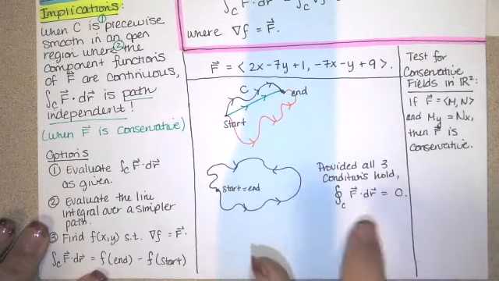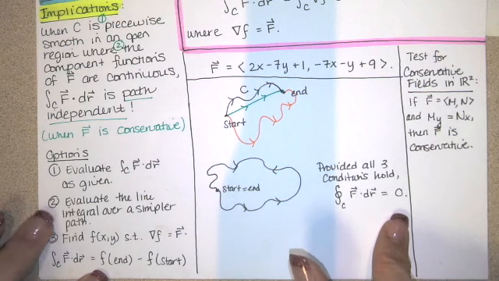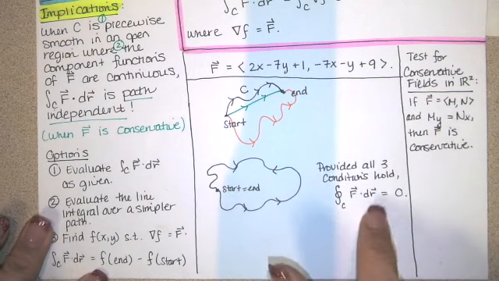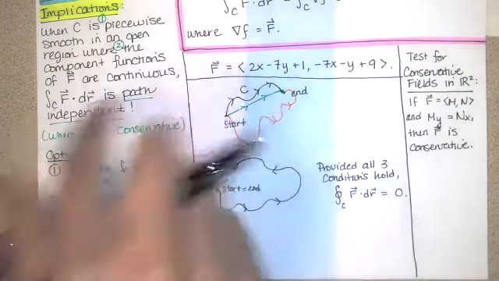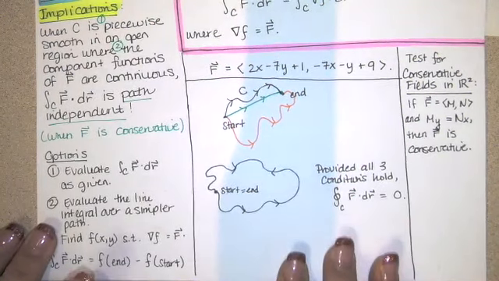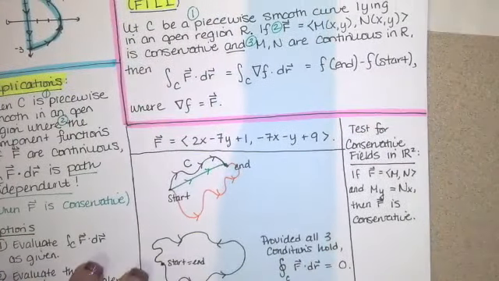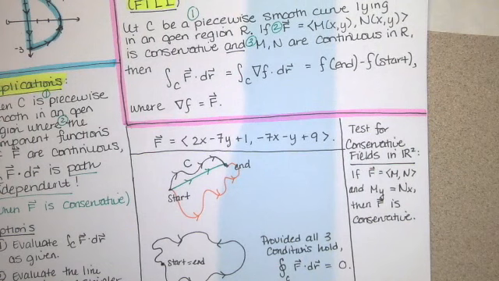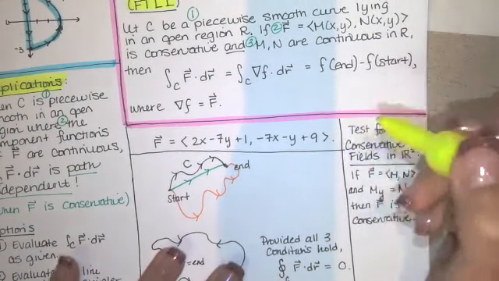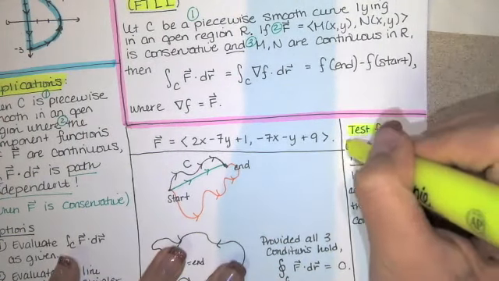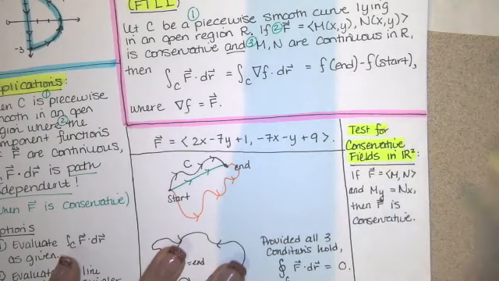And if we're dealing with a closed curve, we can take advantage of the fact that the line integral over a closed curve would be 0, provided all of the conditions hold. Okay, so that's the test that we'll use. Let's see if this particular field is conservative. We're hoping it is, because that would make our lives a lot easier.